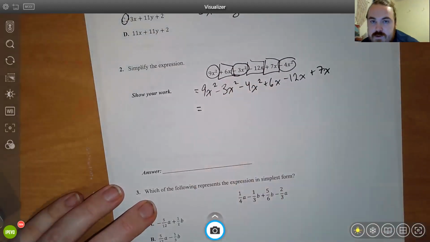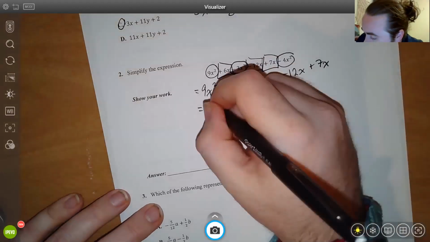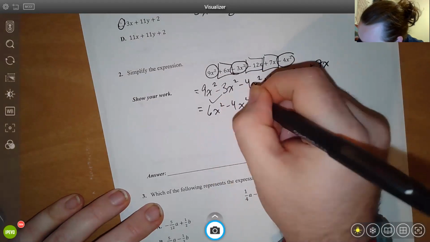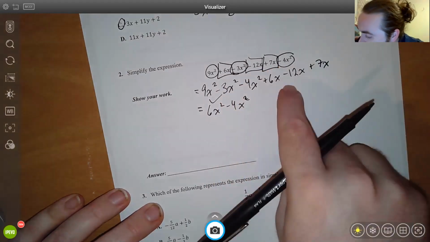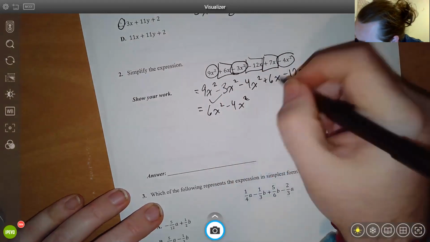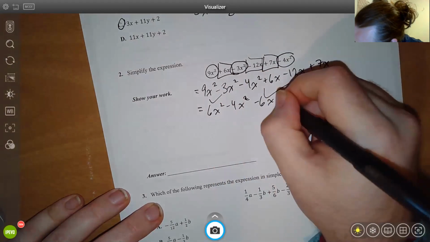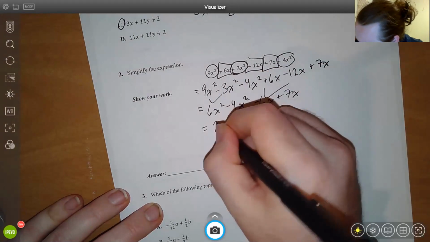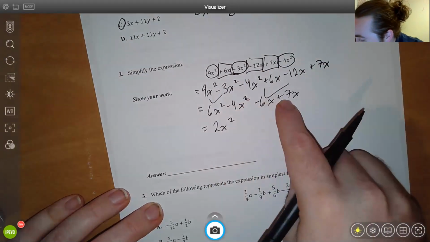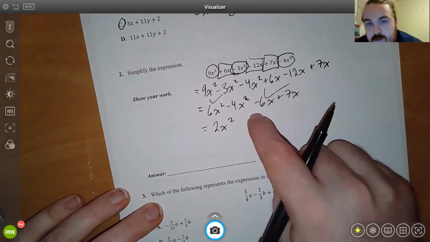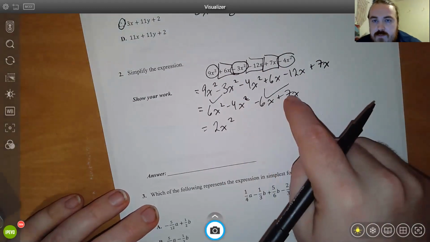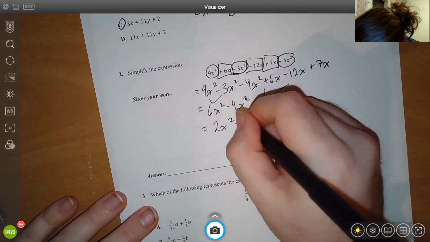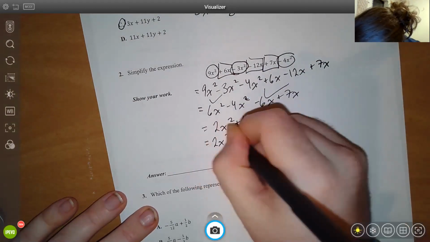You can honestly combine this all in one step. I'm going to take it in multiple steps though. 9x squared minus 3x squared is 6x squared minus 4x squared. 6x minus 12x is negative 6x plus 7x. Again, I'm going to combine them. 6x squared minus 4x squared is 2x squared. Negative 6x plus 7x. Well, remember the opposite signs, they subtract, so 7 minus 6 is 1. And the positive sign just has to be positive. So 1x is the same as 2x squared plus x.